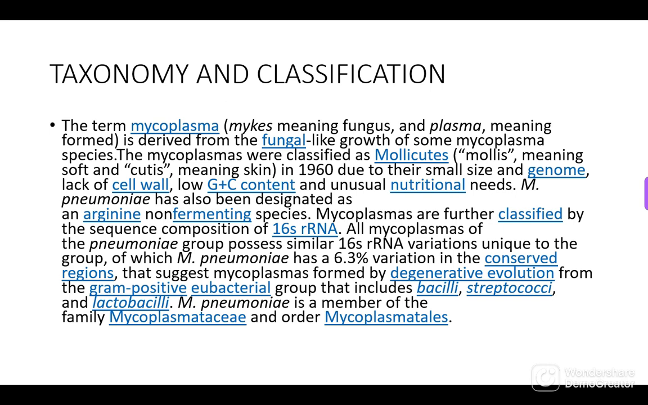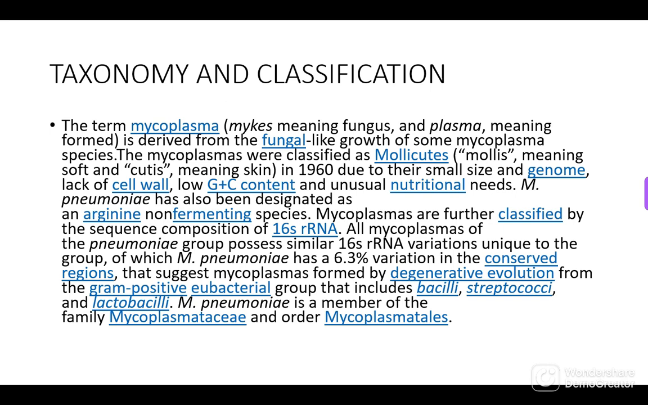Mycoplasmas are further classified by the sequence composition of 16S rRNA. All mycoplasmas of the pneumoniae group possess similar 16S rRNA variation unique to the group, of which Mycoplasma pneumoniae has a 6.3 variation in the conserved regions that suggests the mycoplasmas formed by degenerative evolution from the gram-positive eubacterial group that includes the bacilli, streptococci and lactobacilli. So indirectly their ancestors were the gram-positive bacteria.